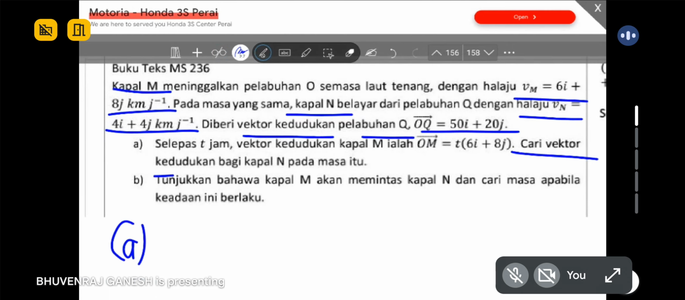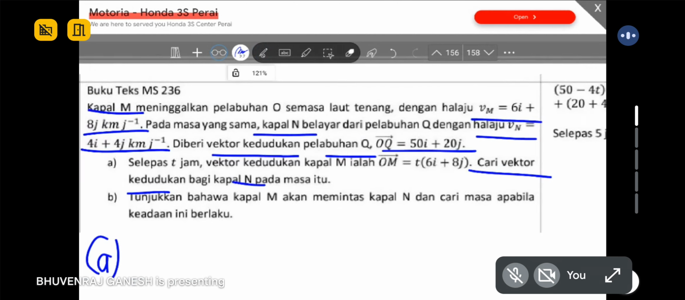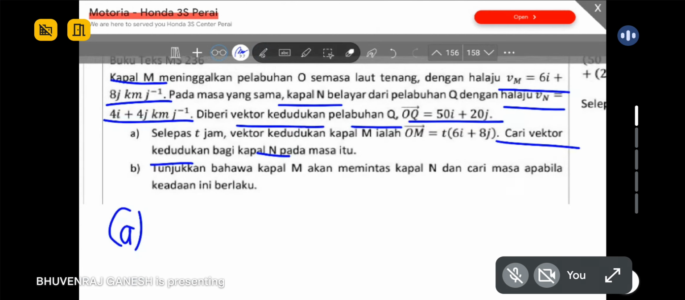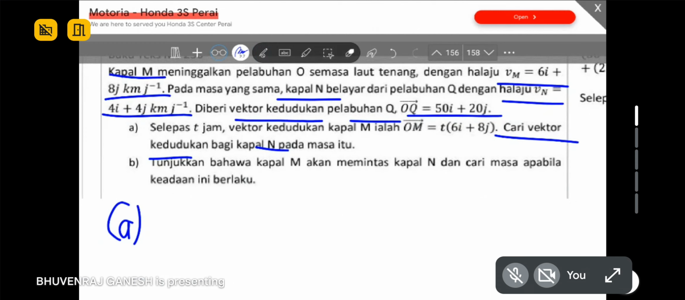They ask you to find the position vector of N. How are you guys going to find position vector of N? Any one of you got idea? Macam mana cari vector kedudukan for N? You guys must think and see a bit. Anyone? What do you all think? How to find position vector for N?